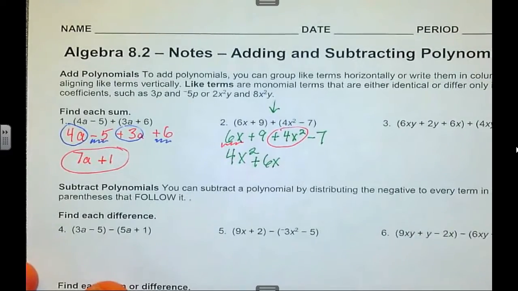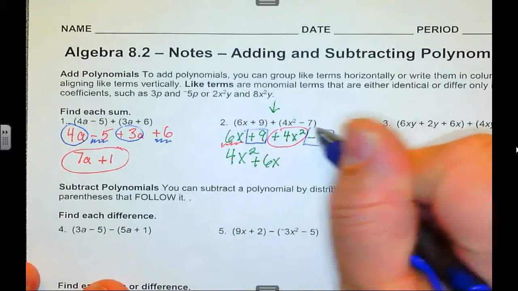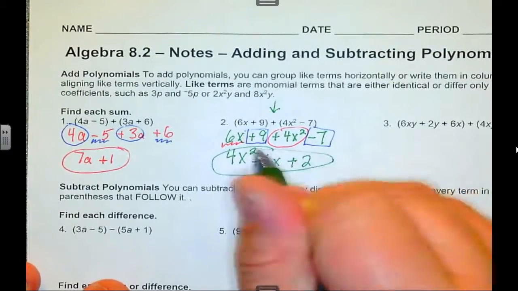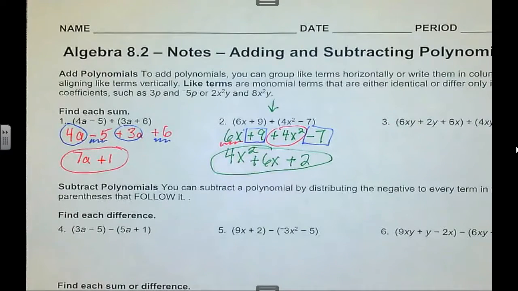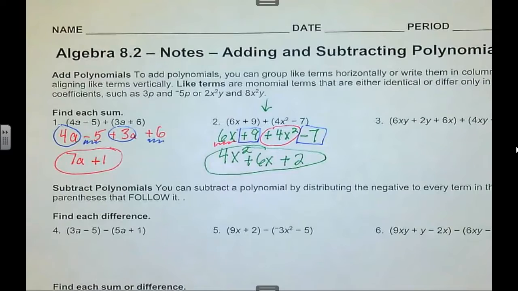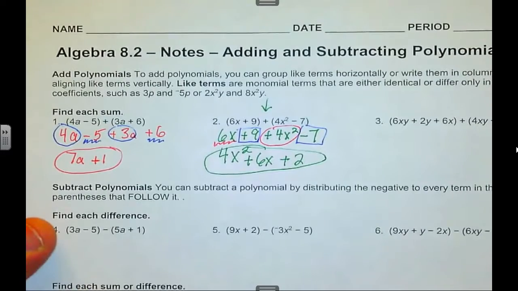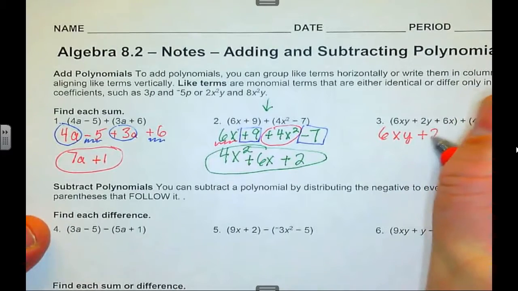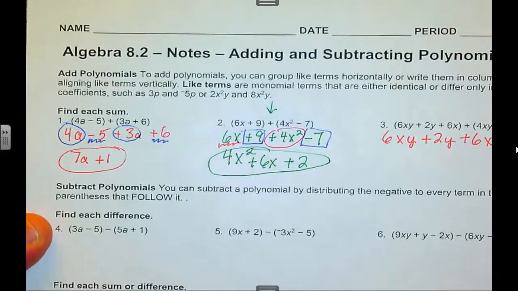And then the numbers I can combine. I have a plus 9 and a minus 7 gives me plus 2. Number 3. See, I can drop the parentheses. 6xy plus 2y plus 6x plus 4xy minus x.